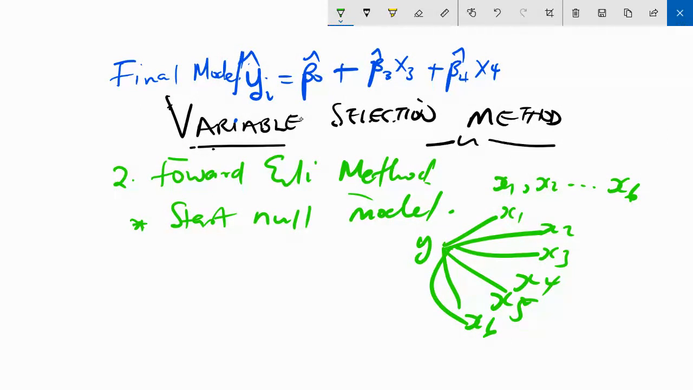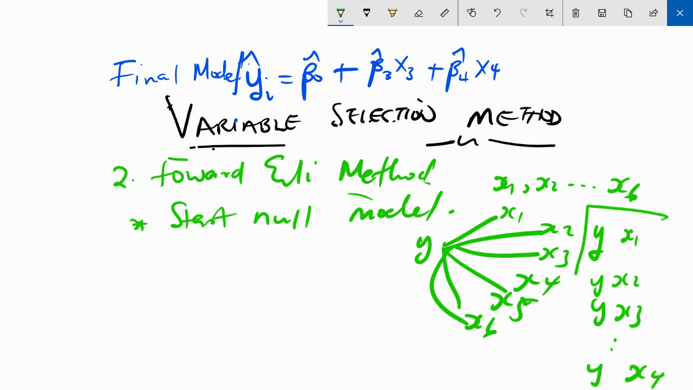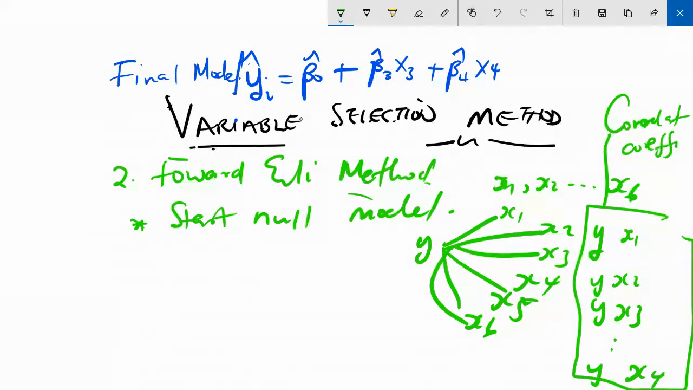Because I said you will enter these independent variables one at a time. So what you do now, you will first find y of x2, y of x3, up to y of x6. You first find the correlation coefficient. What am I saying by this? The variable that is highly correlated with y will be entered first.